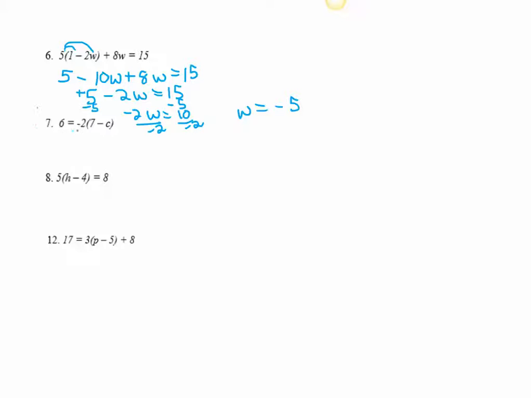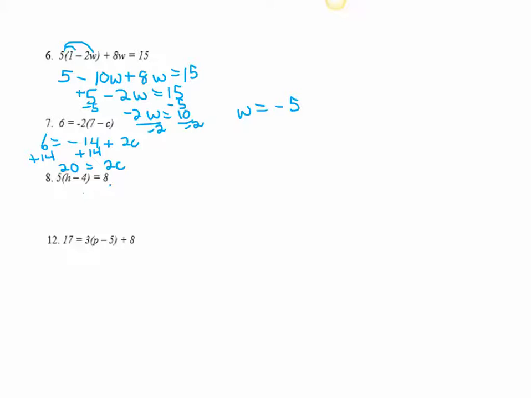On number 7, the 6 is over here by itself on the equal sign, but that doesn't matter. You can have the number over here and the variable on this side. That doesn't matter. I still do the distributive property first. Negative 14 minus 2 times minus c would be a plus 2c. Now here's the variable. It's a c. Is there something being added or subtracted to it? Well, yeah, I've got this minus 14 here. The opposite of that would be plus 14. So 6 plus 14 is 20 equals 2c. And then the last step is to divide both sides by 2, and you'll see what you get for an answer.